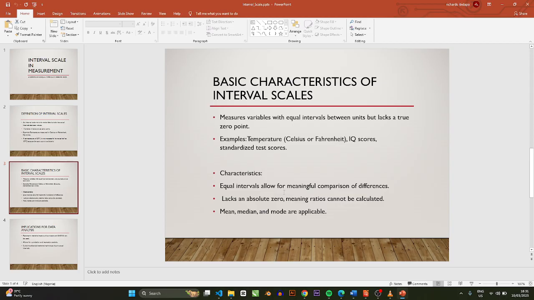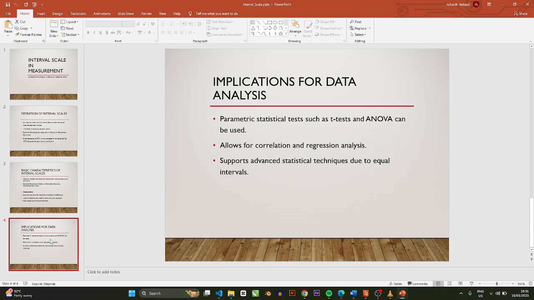It also lacks an absolute zero, meaning ratio cannot be calculated on this interval scale of measurement. Also, when it comes to central tendencies, the mean, median, and mode are applicable to this scale of measurement.